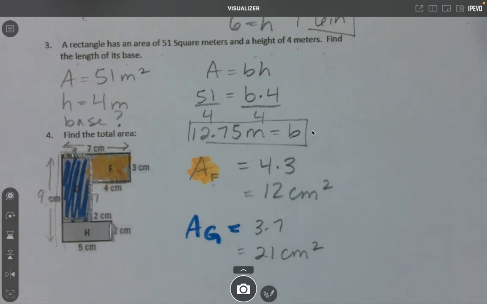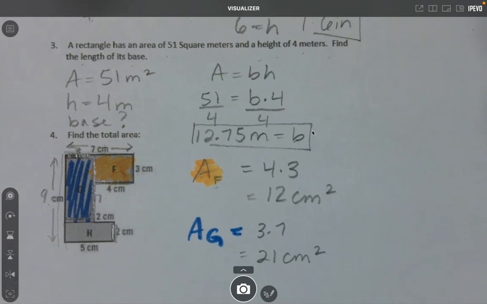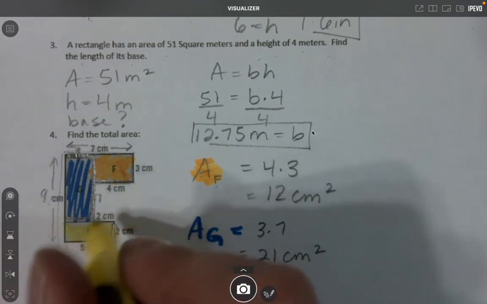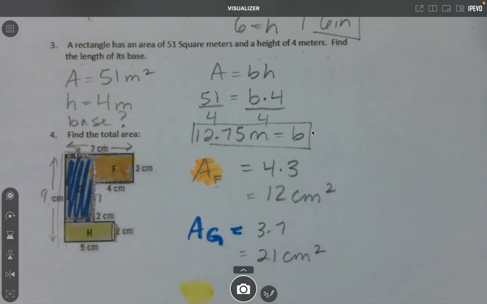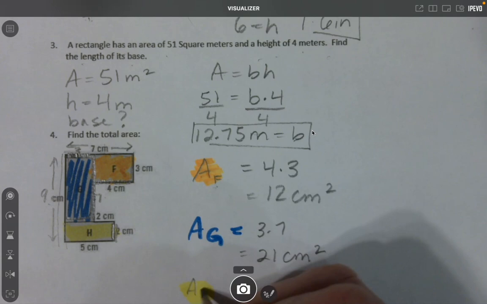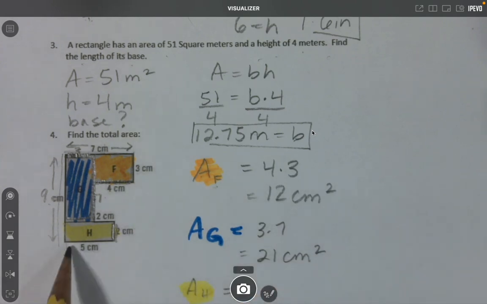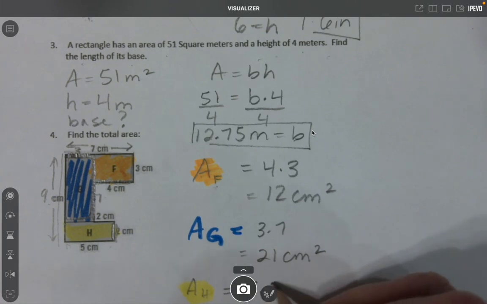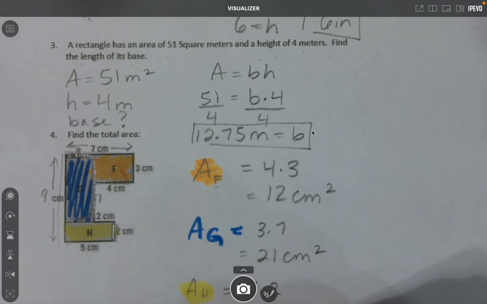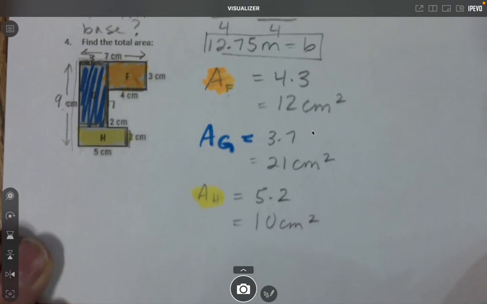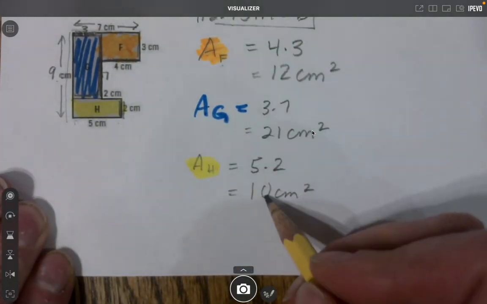So the last one I am working on is the area of H. So let's go ahead and highlight that one. We'll do yellow for that one. So this is my area of H. And to find my area of H, let's see, my base is 5 and my height is 2. So this is going to be another easy one. 5 times 2 is going to be 10 centimeters squared.